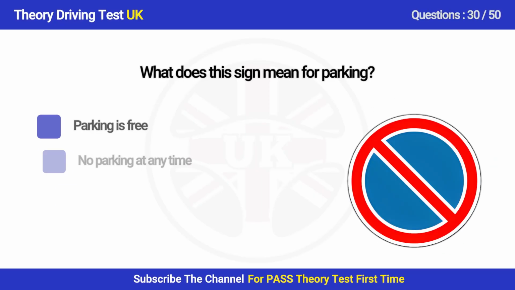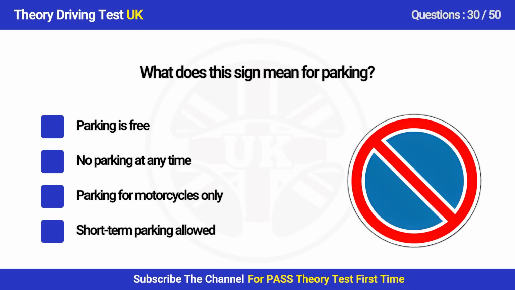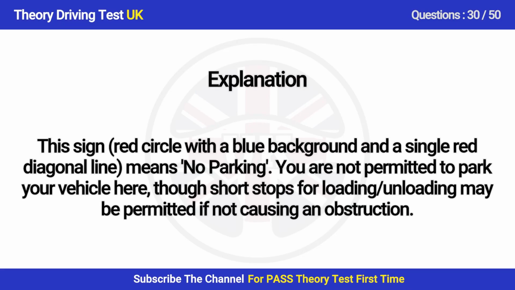Question 30. What does this sign mean for parking? A. Parking is free. B. No parking at any time. C. Parking for motorcycles only. D. Short-term parking allowed. Answer is B. No parking at any time. This sign, a red circle with a blue background and a single red diagonal line, means no parking. You are not permitted to park your vehicle here, though short stops may be permitted if not causing an obstruction.